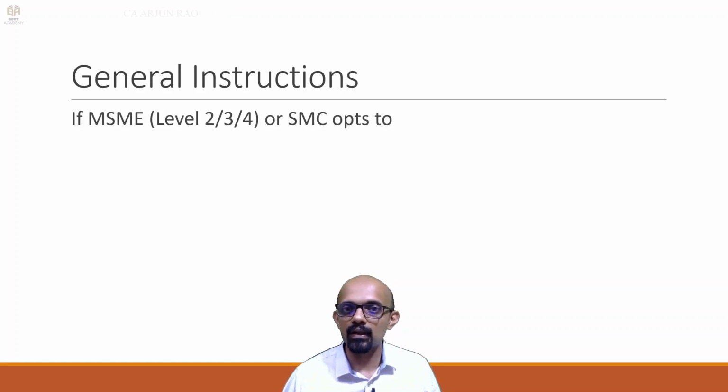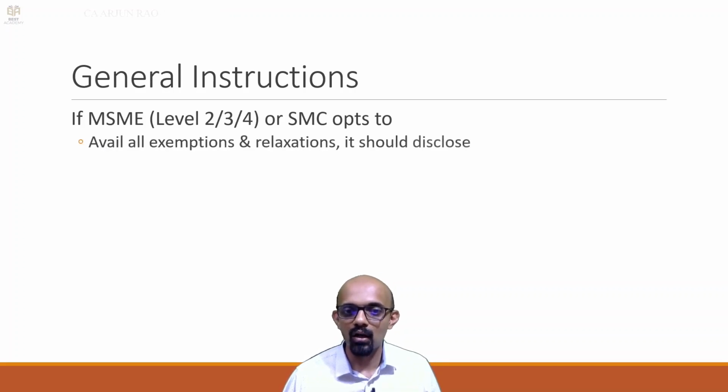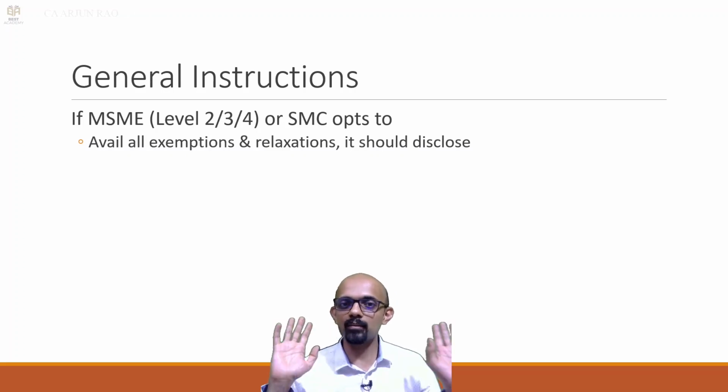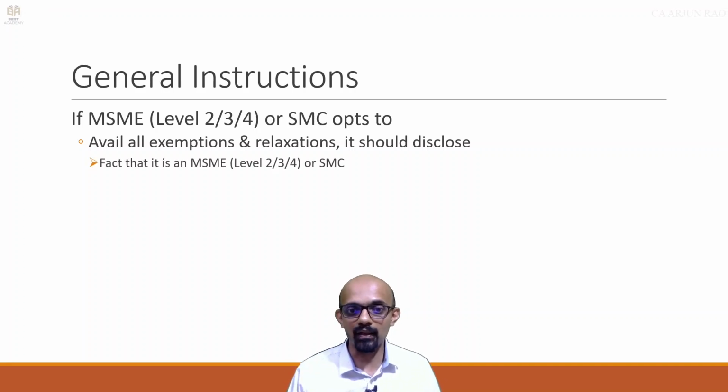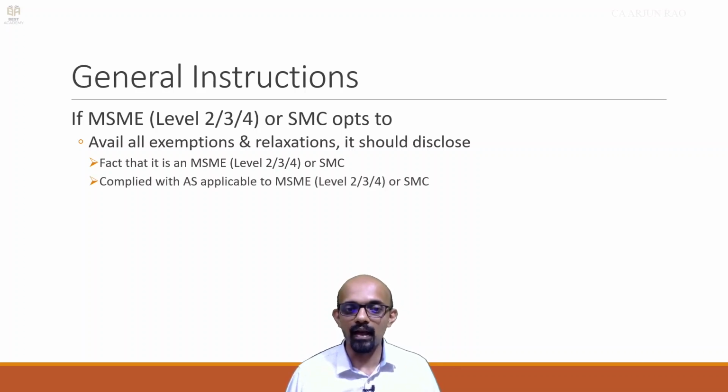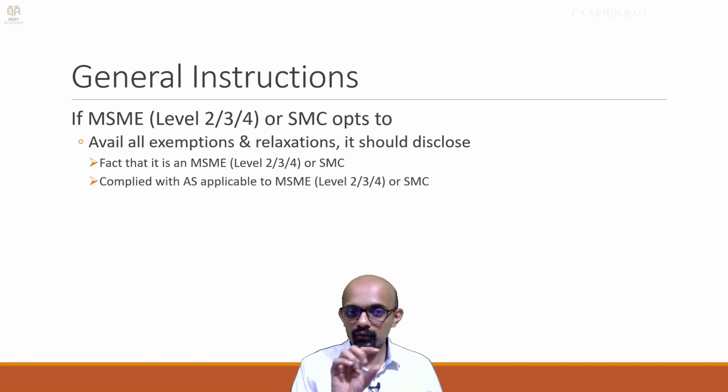So if an MSME, that is level 2, 3 or 4, or an SMC, opts to avail all the exemptions and relaxations, whatever exemptions and relaxations are available, it is opting to take advantage of them. Then what should be disclosed? The fact that it is an MSME or the fact that it is an SMC should be disclosed, and the fact that it has complied with the applicable AS. So it has to be an explicit statement in the notes to accounts.